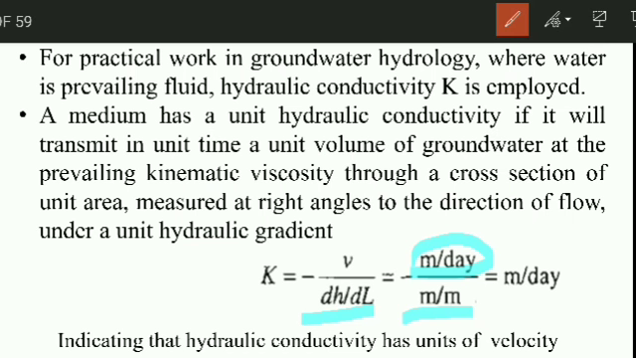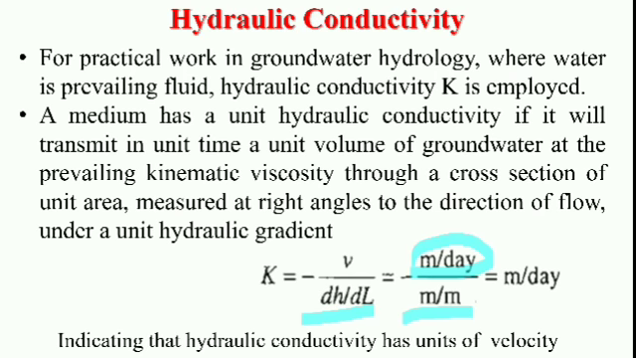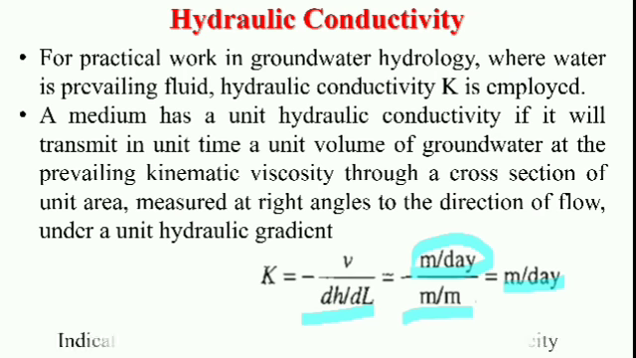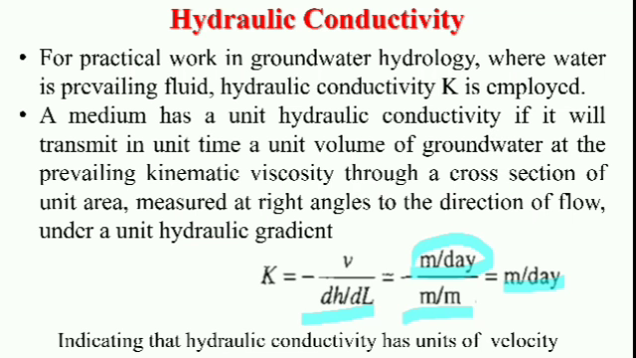So the final unit of K, the hydraulic conductivity, becomes meter per day. Meter per day is the unit of hydraulic conductivity, and this indicates that hydraulic conductivity has the unit of velocity. So both hydraulic conductivity and velocity have the same unit, that is meter per day.